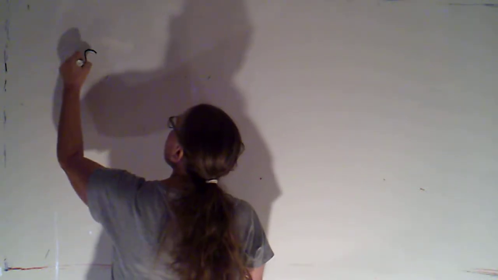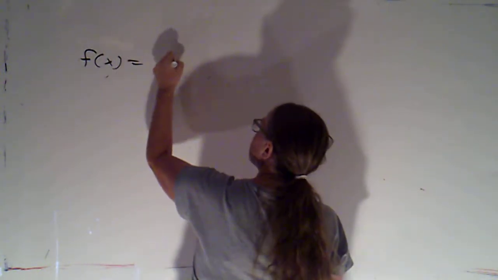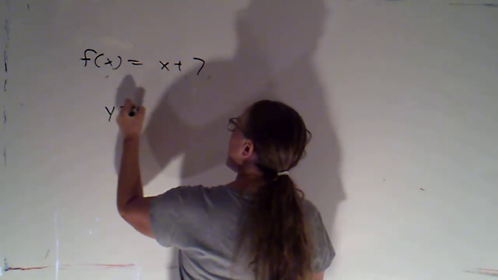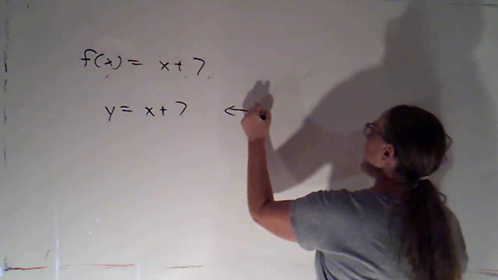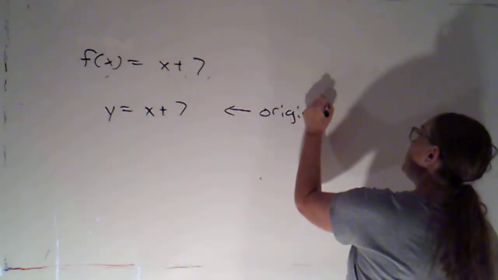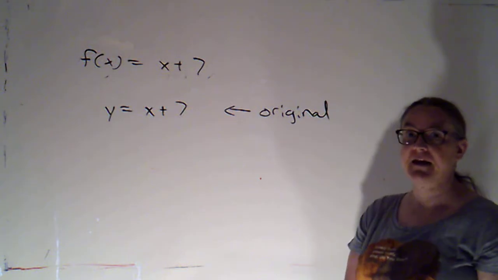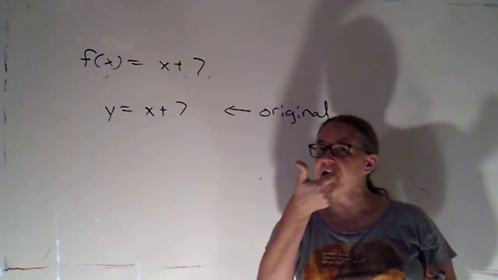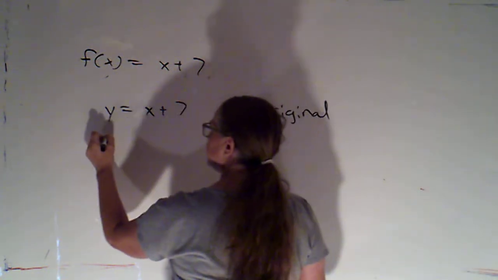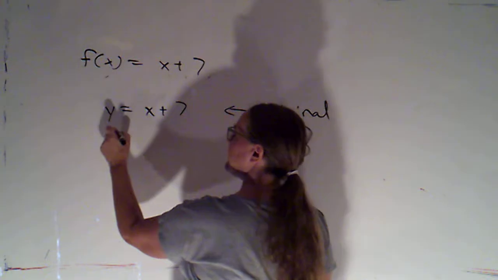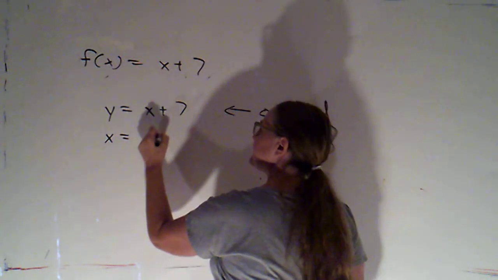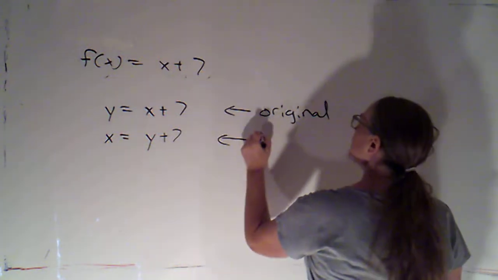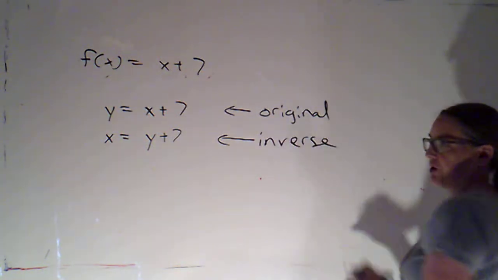So if I had f of x was x plus 7, okay, I'm going to go ahead and write that as just y equals x plus 7. And I'm going to label that, that's the original function f. Okay. Now what we just saw was that on f inverse, we switched the roles of x and y. I'm going to do that. I'm going to replace the y here with an x. I'm going to replace the x here with a y. This equation now describes the inverse function.